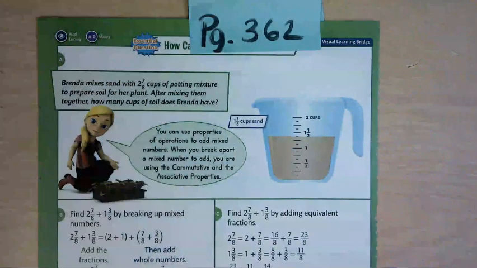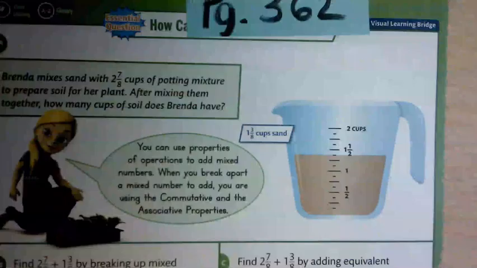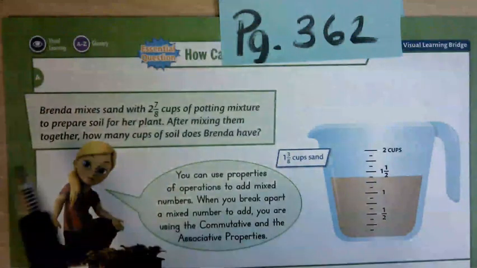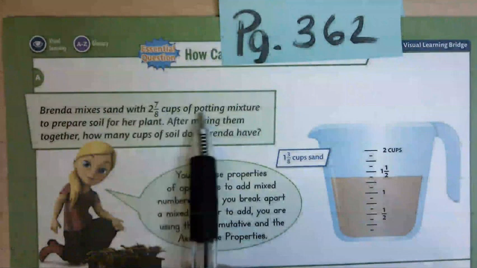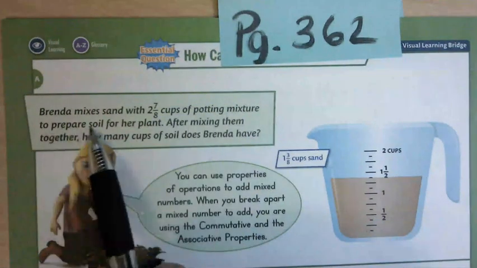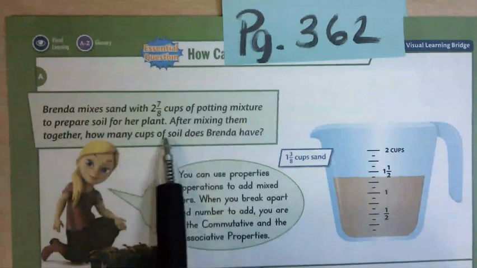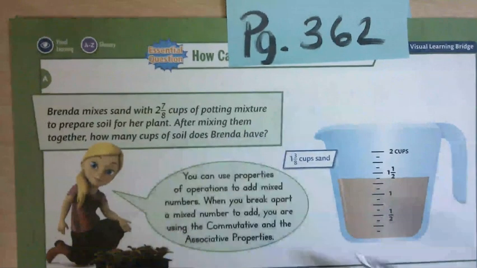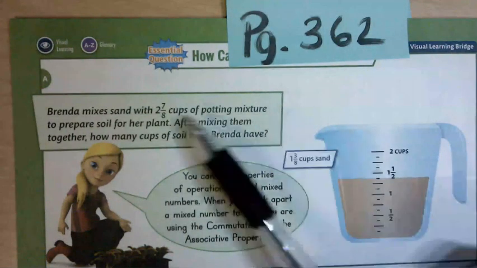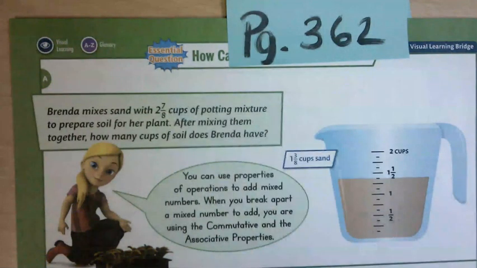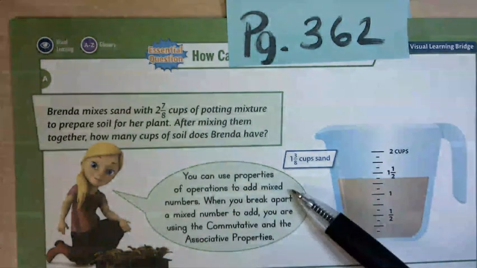All right, here we are on 362. I'm going to zoom us in a little bit, and let's go ahead and see what it says. Brenda mixes sand with 2 7/8 cups of potting mixture to prepare soil for her plant. After mixing them together, how many cups of soil does Brenda have? So she's got this sand over here, and then she was adding in her potting mixture, right? It says you can use the properties of operations to add mixed numbers.